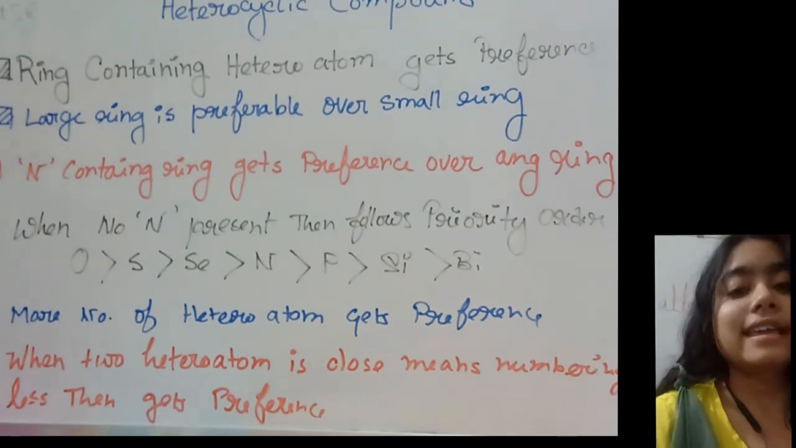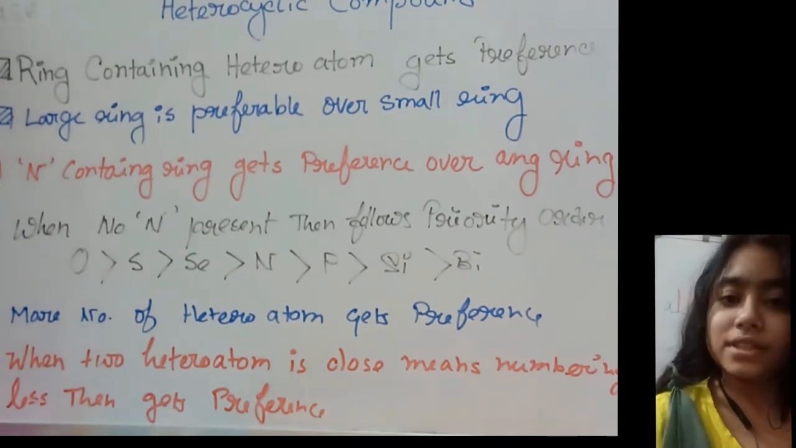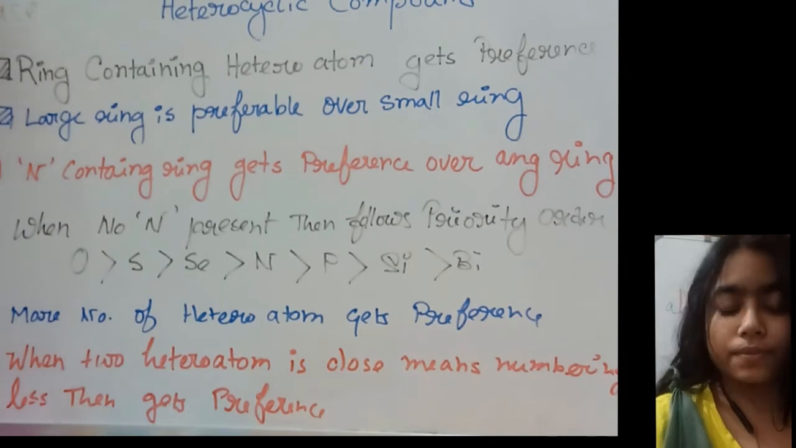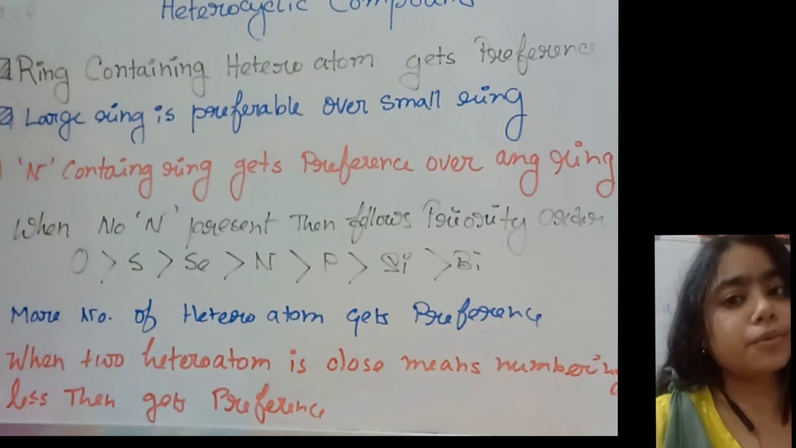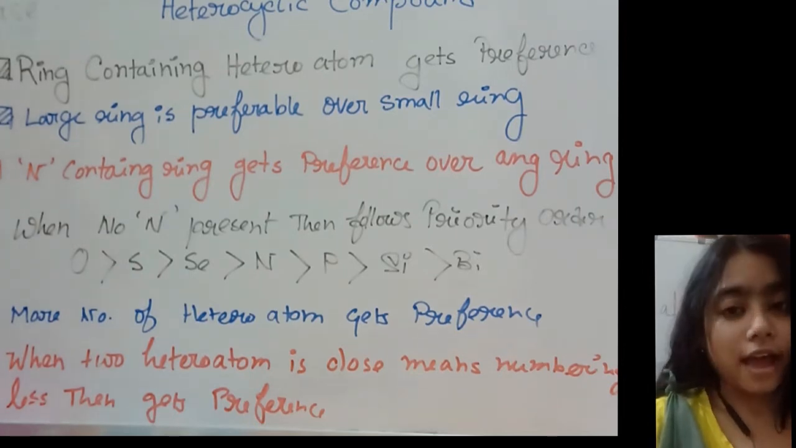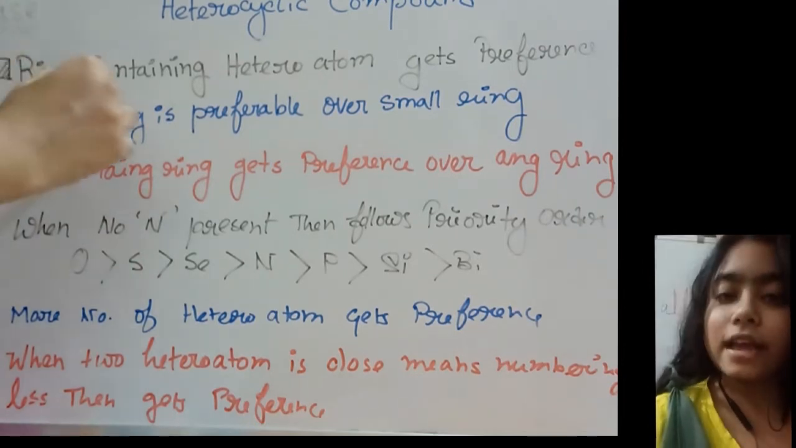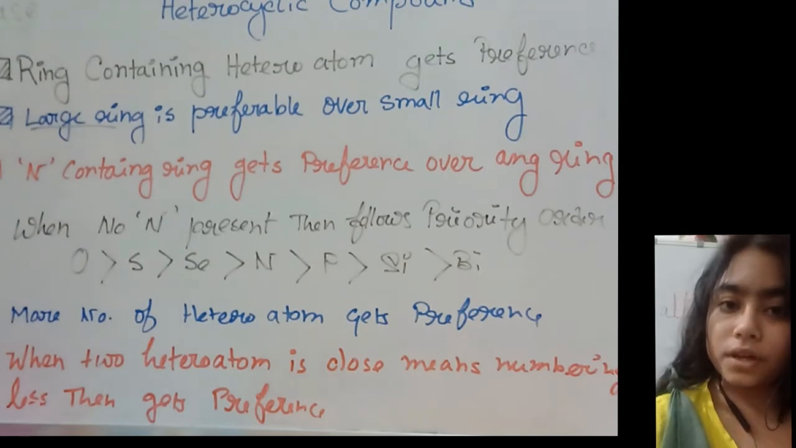Now if both rings have heteroatoms, then what will we do? The ring of larger size will get preference over the smaller ring. This is the second rule.